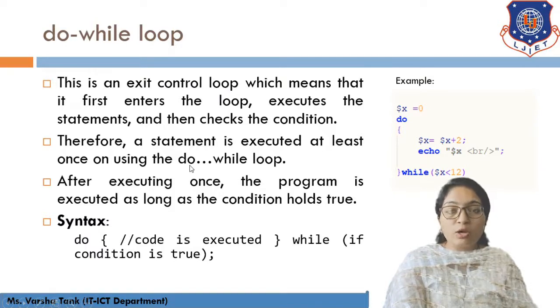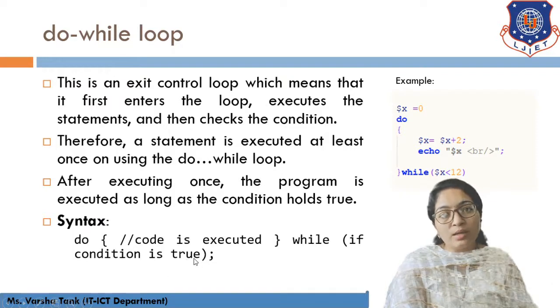So even if your condition is false, the loop will be executed at least once. After executing once, the loop is executed as long as the condition is true. Here the syntax is do, then you write the code to be executed, and then you write while, and after the bracket you write the condition.